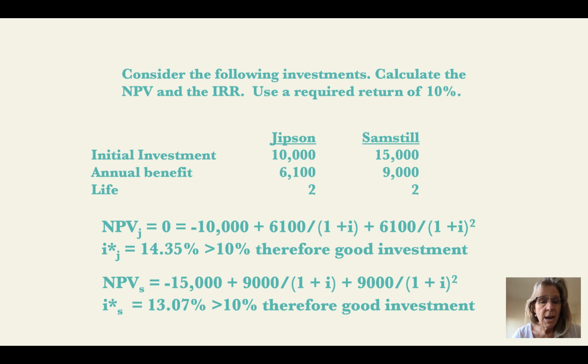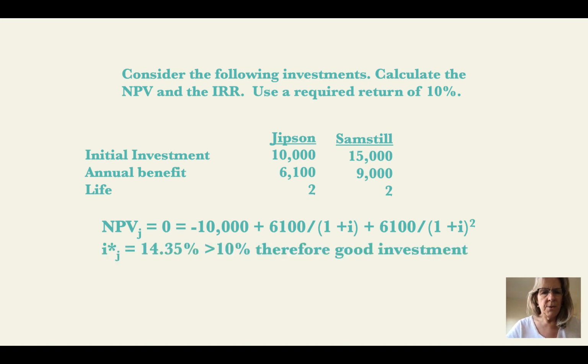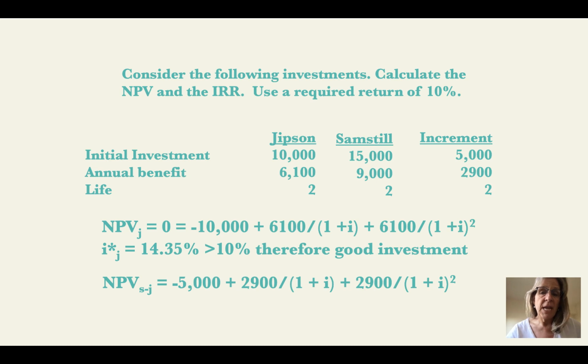So the question now is, which is better? And it's not as simple as just saying, well, Gibson's better because it has a higher internal rate of return. What we need to do is calculate the incremental cash flows. So what we first do is look at the lowest cost alternative, in this case the Gibson, and we see that it's greater than 10%. And then we're going to do the net present value of the incremental.